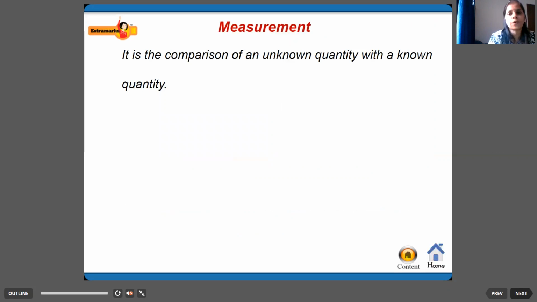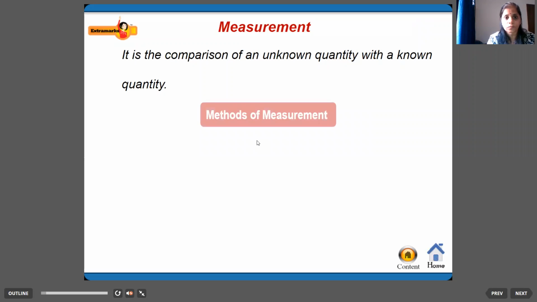Measurement. I also made you understand the meaning of measurement. Measurement means the comparison of an unknown quantity. Suppose you want to measure the length of an object, and you don't know what the length of that object is. So what will you do? You will bring a meter scale or a measuring tape. The length of the measuring tape or the meter scale you know. So what are you doing? You are comparing the length of the unknown quantity with the known one. It is known as a measurement.